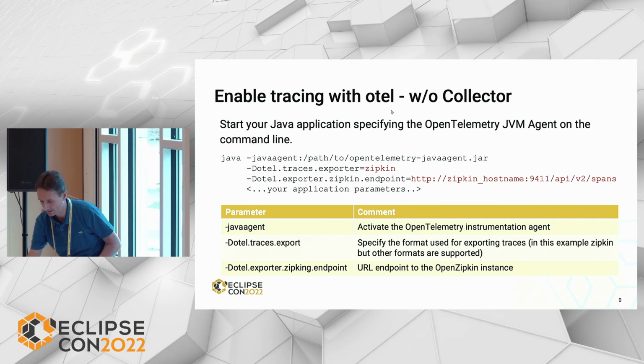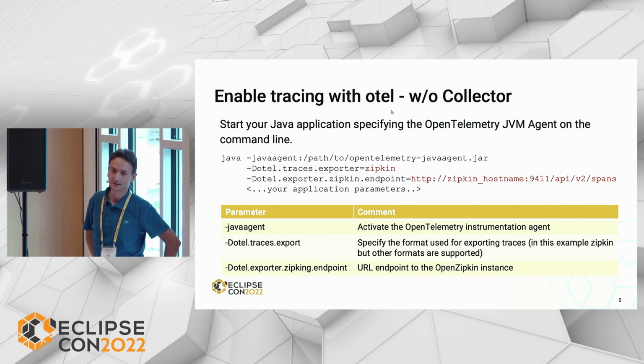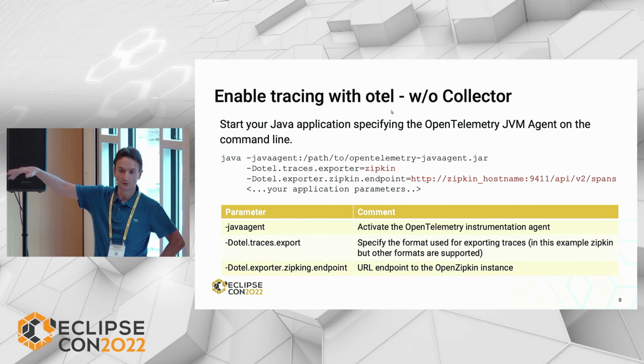So how do you enable tracing in OpenTelemetry without a collector? It's super simple. You specify the Java agent on the command line, and then you define a number of system properties: otel.traces.exporter to choose the format, and otel.exporter.zipkin.endpoint, because in this case we are using Zipkin. There is a different set of properties for different telemetry backends and formats. And then you go on with your own command line parameters for your Java application.